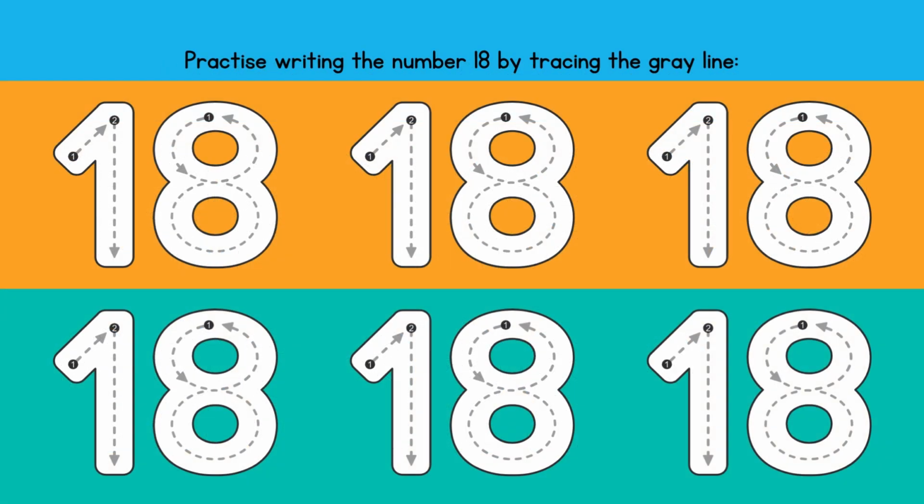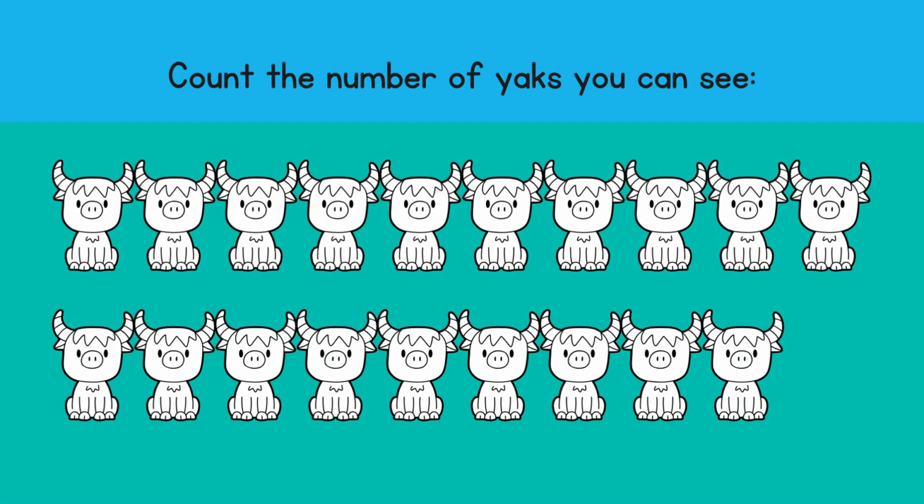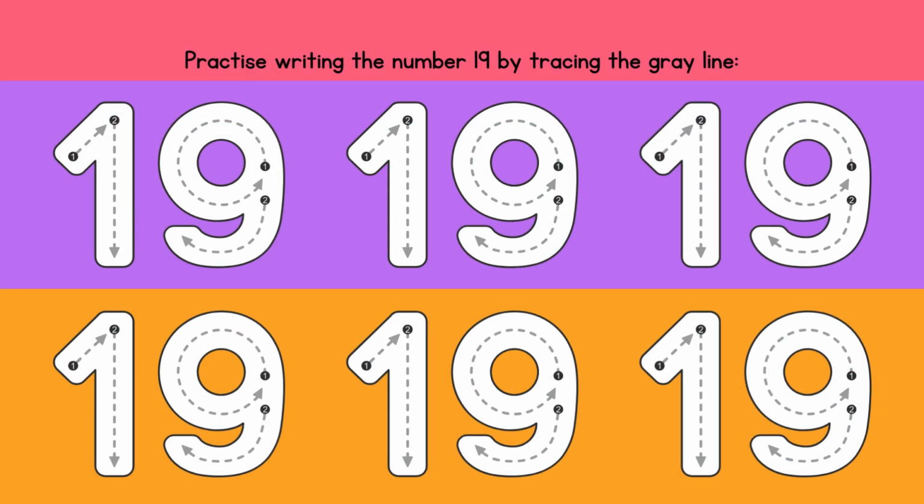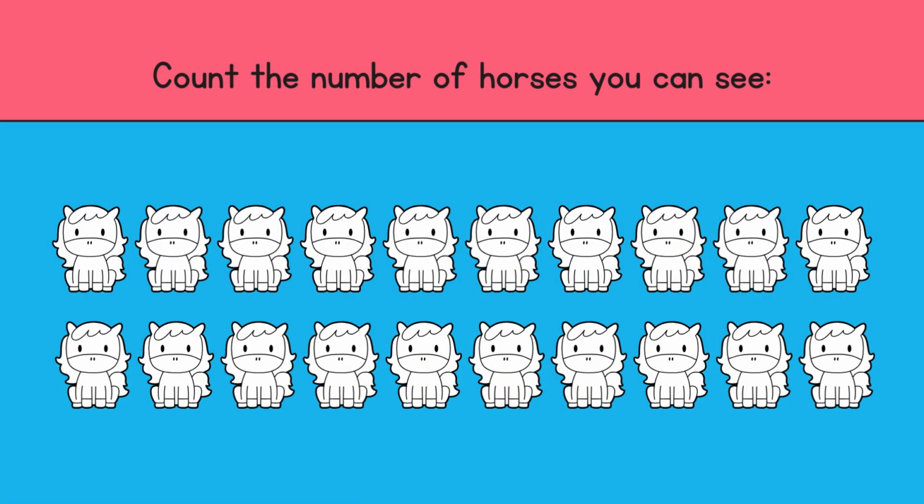Practice writing the number 18 by tracing the gray line. Count the number of yaks you can see. Practice writing the number 19 by tracing the gray line. Count the number of horses you can see.